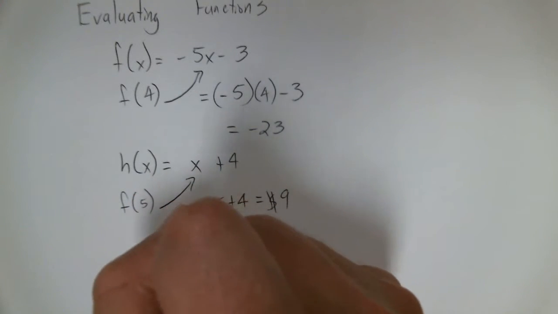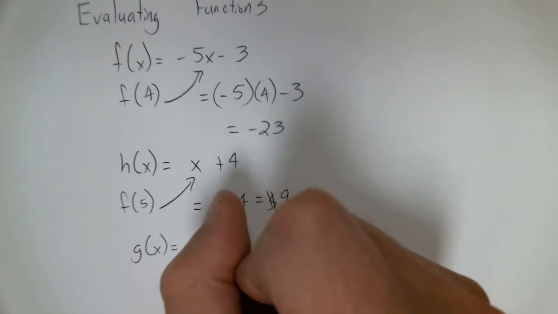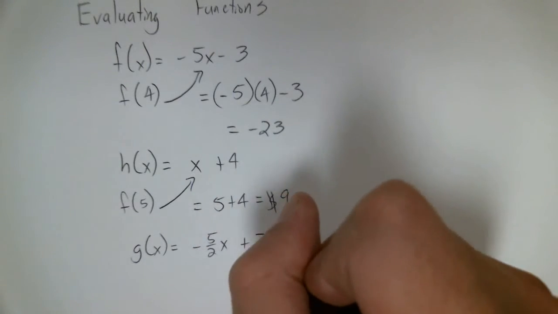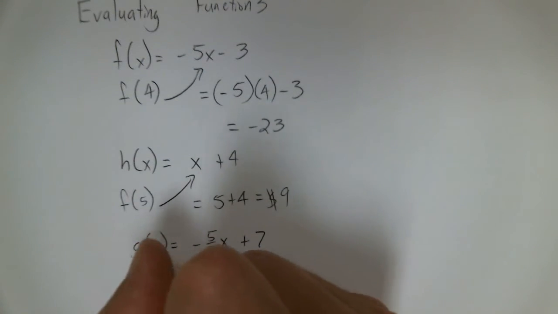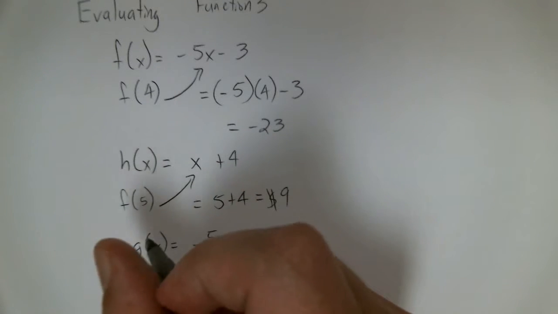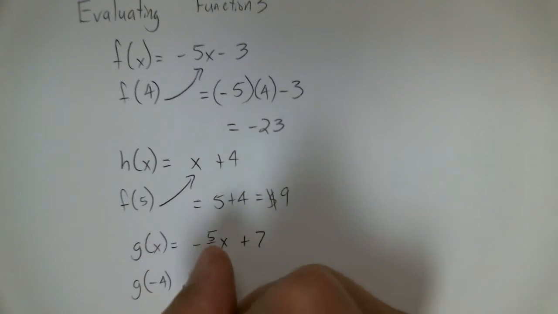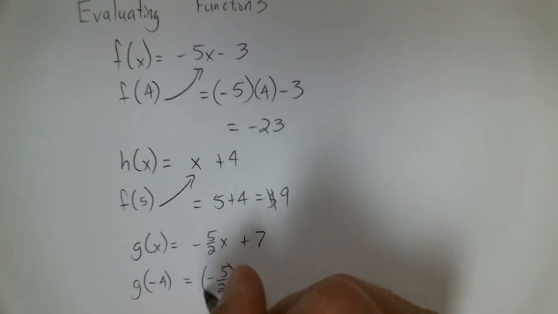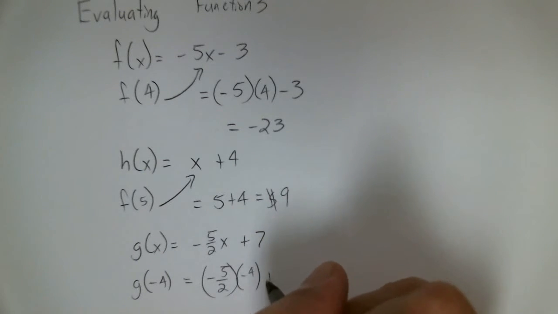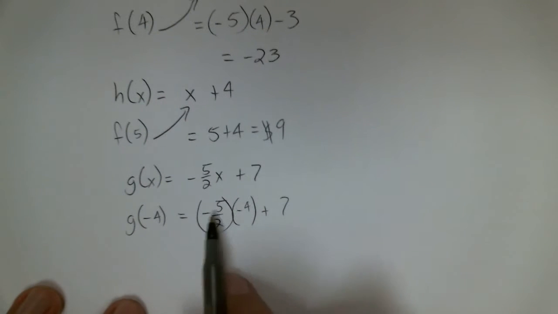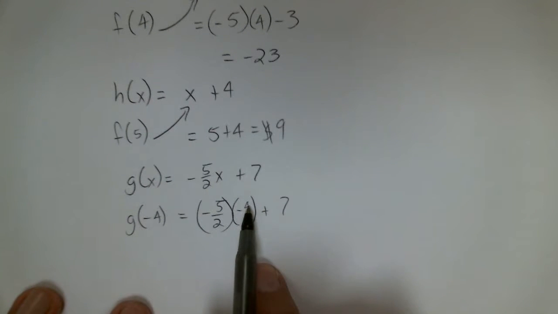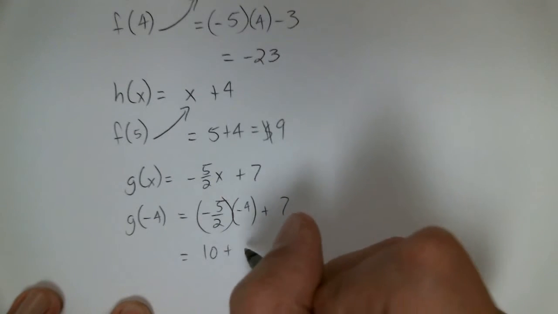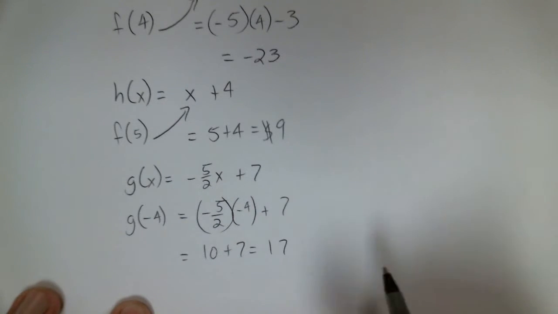Let's say we have g of x is equal to negative 5 halves x, let's say, I don't know, plus 7, and I want to evaluate my function for, let's go with negative 4. Okay, so I'm going to plug in a negative 4 here, so I have negative 5 halves times negative 4 plus 7. Okay, multiply across the top. Negative 5 times negative 4 is positive 20. Positive 20 divided by 2 is 10. Plus 7, and that will be equal to 17.